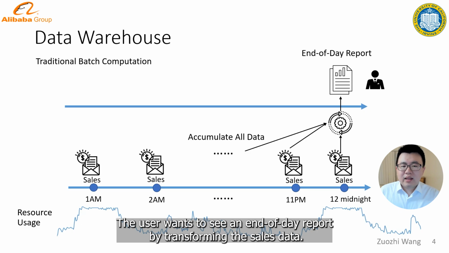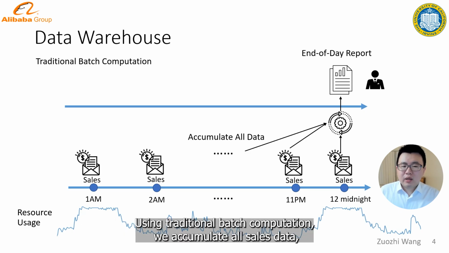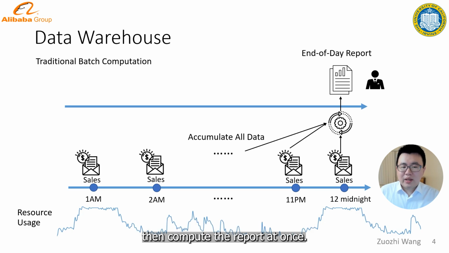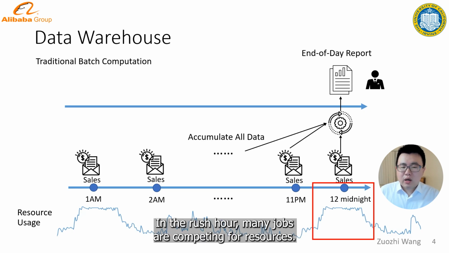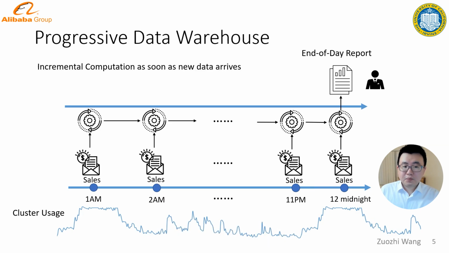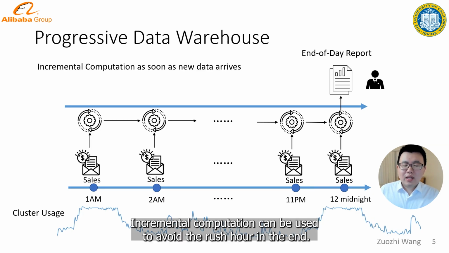The user wants to see an end-of-day report by transforming the sales data. Using traditional batch computation, we accumulate all sales data and compute the report at once. This chart shows the resource usage of this data warehouse. In the rush hour, many jobs are competing for resources. Incremental computation can be used to avoid the rush hour in the end.